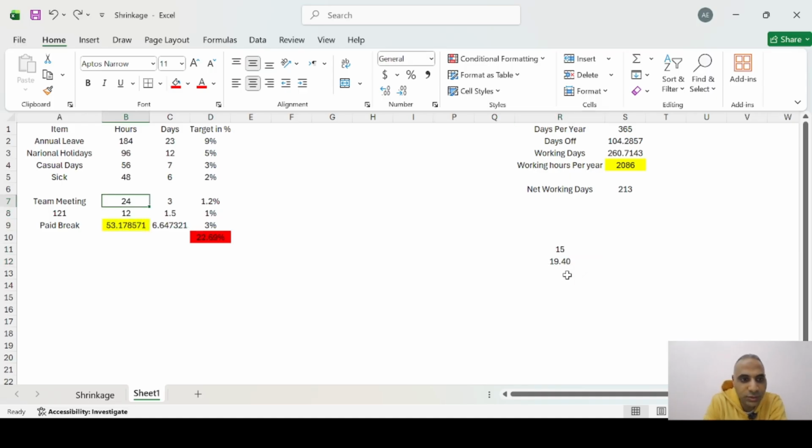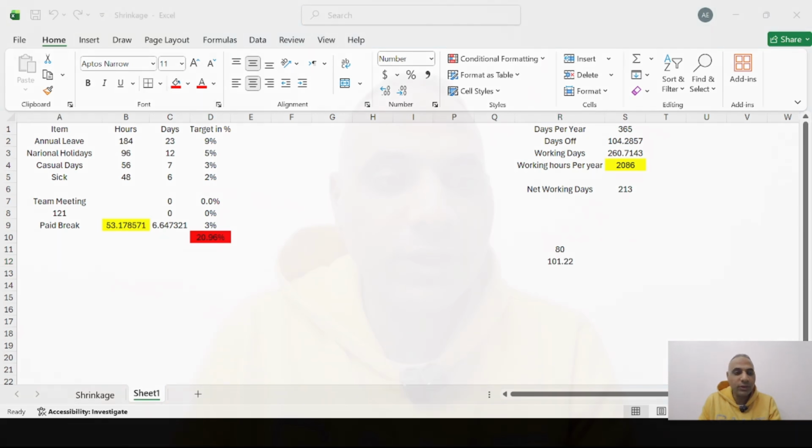Let's undo and see if we have here 80 FTEs. The 80 will be 103. And if you remove the team meeting, they will be 101 or 102. If you remove the one-to-one, they will be 101 FTEs. So every item that you increase, every item that you remove or even add, this will impact your shrinkage target.